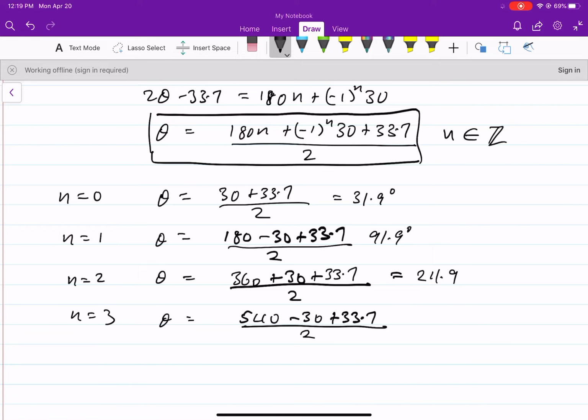That's 3.7. Divide that by 2, and that gives me 271.9. And I don't think I have another one. 4, let me see, 4 by 180. That'd be 720. And 4, I'd be adding 30 and adding 33.7, dividing by 2. That would go over 360.